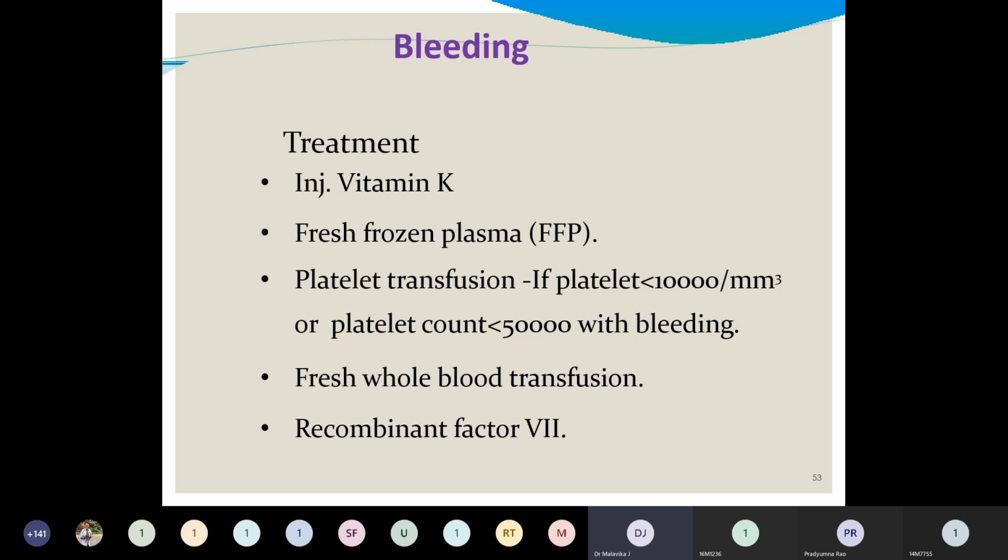So how to treat bleeding manifestation? Initially you need to give injection vitamin K 1 mg. Fresh frozen plasma and platelet transfusion should be given if the platelet count is less than 10,000 per cubic millimeter, or a platelet count is less than 50,000 with any features of bleeding manifestation. So fresh whole blood transfusion if necessary. Recombinant factor 7 to be given.